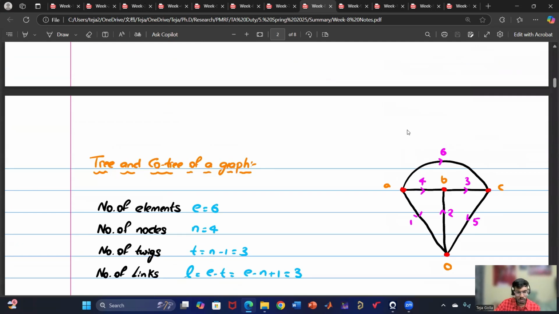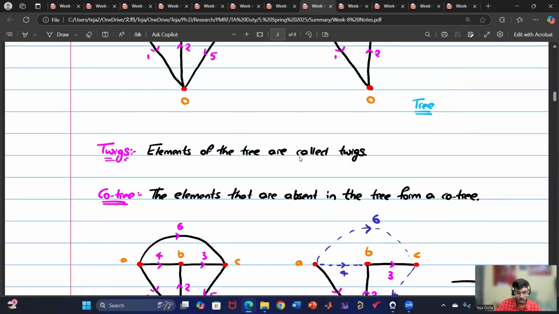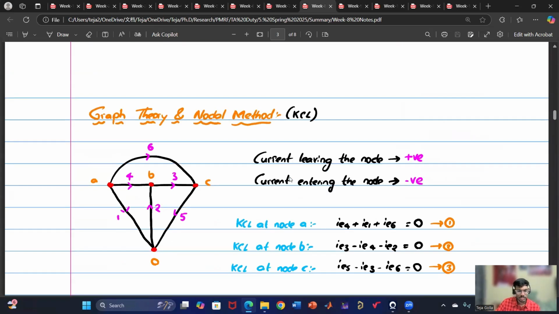Then we have seen about tree as well as co-tree. I'll not explain in detail, I'll just go surface level. We have seen what is a tree and what is a co-tree. From a given network, we can have a tree, and whatever is not there in the tree forms the co-tree. Elements of the tree are called twigs, and the elements of the co-tree are called links. And then we have seen graph theory and the nodal method.